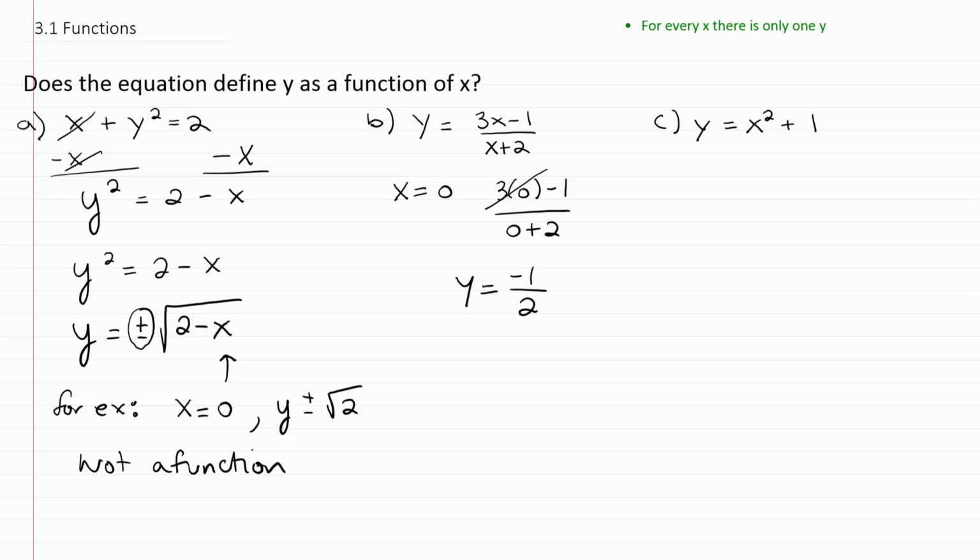And this is going to be true throughout the domain of the function here. No matter what value you plug in for x, in other words, you're going to end up getting just one and only one y value out.